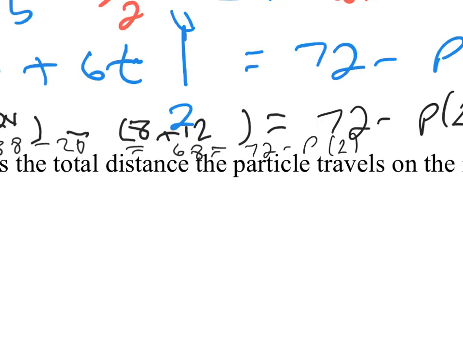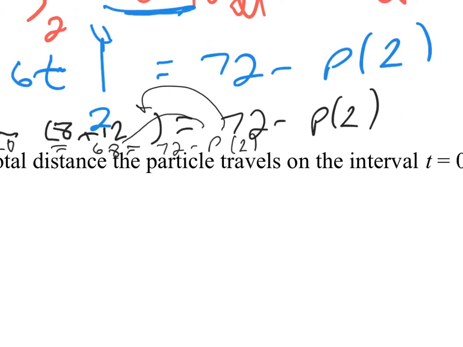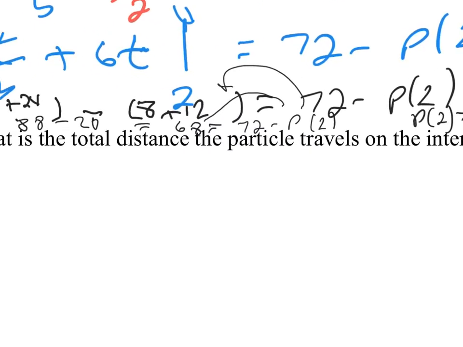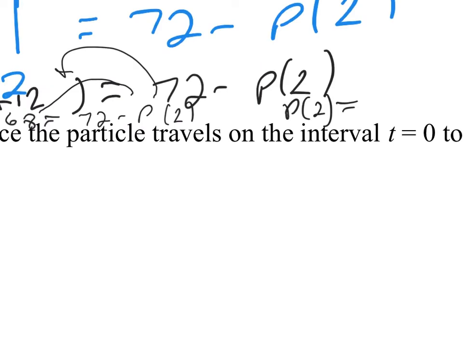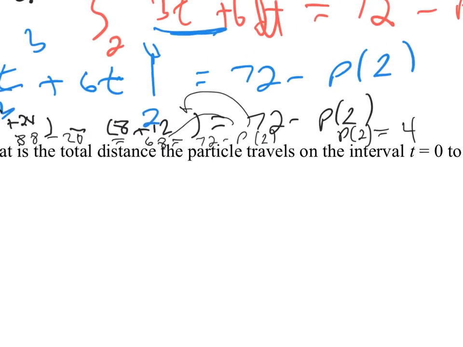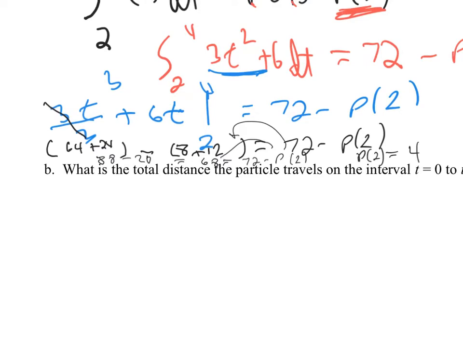So let's see, if I take the P of 2 and move it to the other side, and move my 68 to the other side, I should get, and I know if I'm wrong, you'll tell me, P of 2 should be equal to 72 minus 68, which is 4. Okay, let me study it and double check it. I'm confident with my answer. 4.